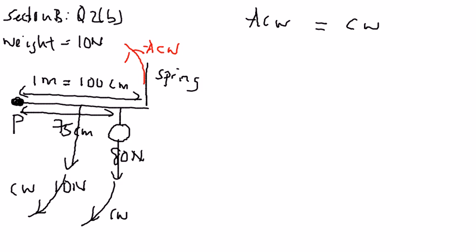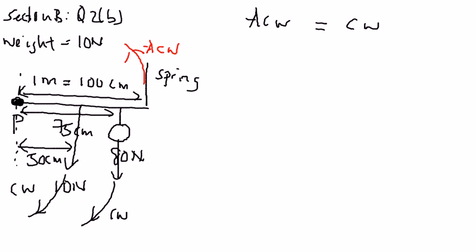What about the distance between the 10 Newton and the pivot? We all know the 10 Newton acts at the center of the meter rule. So the distance here should be 50 cm.